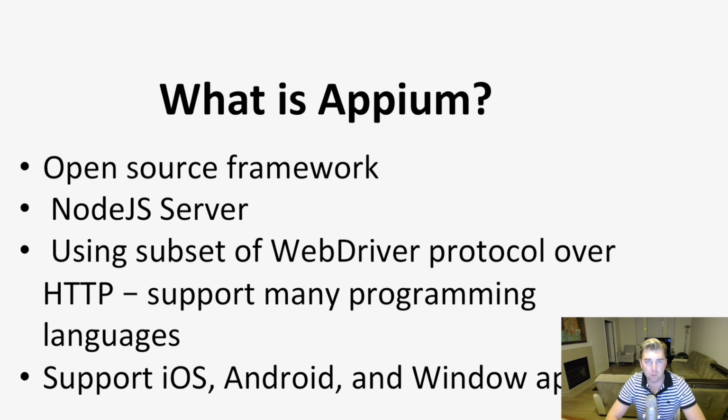So what is Appium? Appium is an open source framework developed by Sauce Labs initially and then open sourced for the community to support it. It started approximately around 2012. It runs on a Node.js server, so it is actually a server, using a subset of WebDriver protocol over HTTP that talks to the native frameworks under the hood, such as UI Automator for Android and XCUITest for iOS.